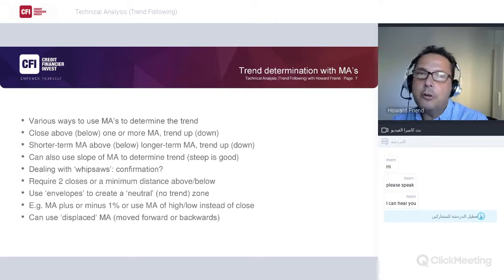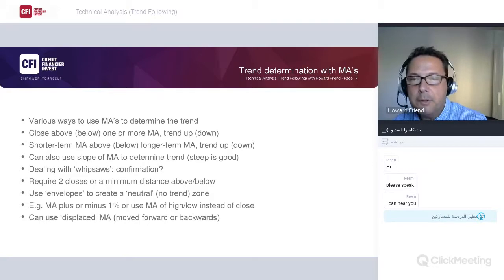You could also look for a minimum distance above or below the moving average. So let's say for supposition, you're looking at a stock index and you might want the stock index to close above a moving average, but above a moving average by, say, 1%. So that's another way to help filter out some of the whipsaws that you get with moving averages. Another way to do this, and we'll come to this a bit later, is to use price envelopes.